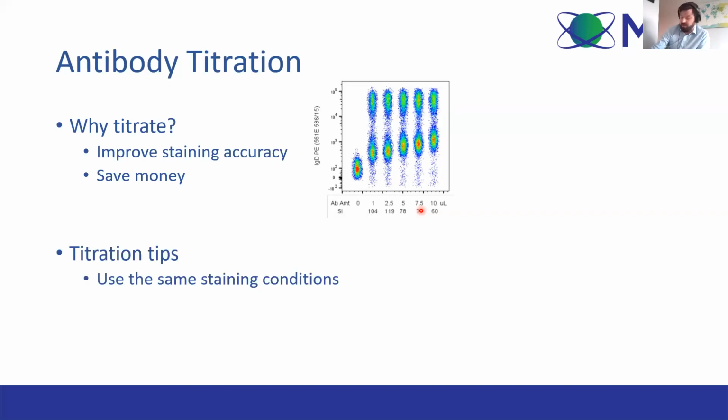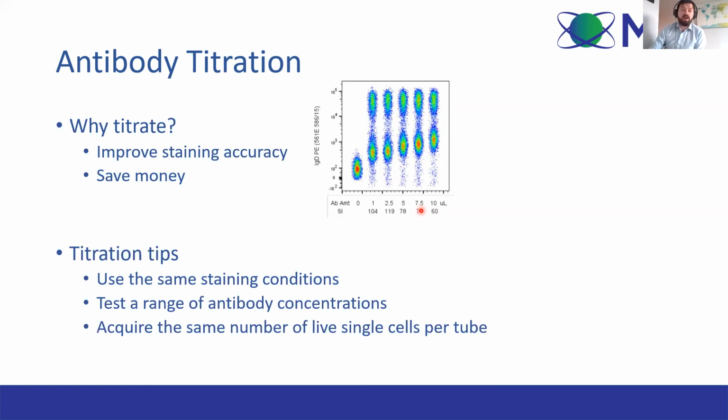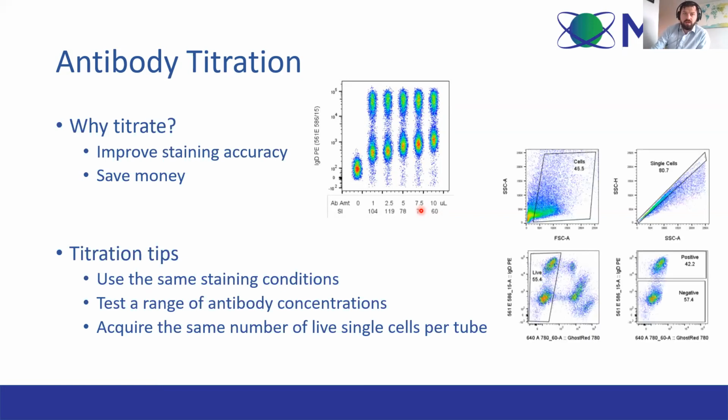So just a few tips for titrating your antibodies. You should always use the same staining conditions that you're going to use in the real experiment. You should try to test a range of different antibody concentrations, both above and below the manufacturer's recommendation, just to be sure. And you should always acquire the same number of live single cells per tube. This goes, of course, across the board, for titration experiments and your analysis experiments. You should always be analyzing comparable numbers.